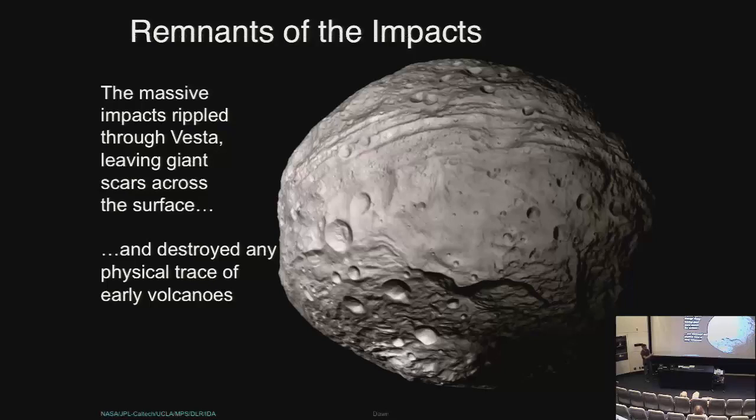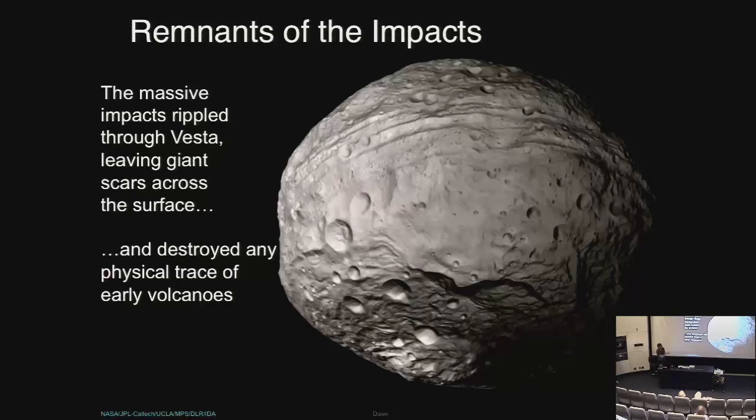But these impacts have completely reworked the surface. So any volcanoes that used to be there have been basically bashed into pieces and are no longer really visible. But the chemical signature that they were there, the composition of the rocks, tells us that there used to be volcanoes all over Vesta, basically that this is all volcanic rock. Okay, you'll also notice that there are these troughs here. It's another interesting feature of Vesta that I'll try and explain in a couple of slides' time.